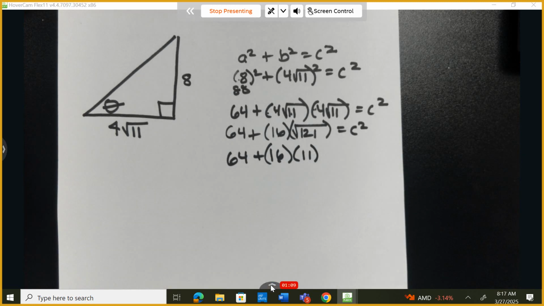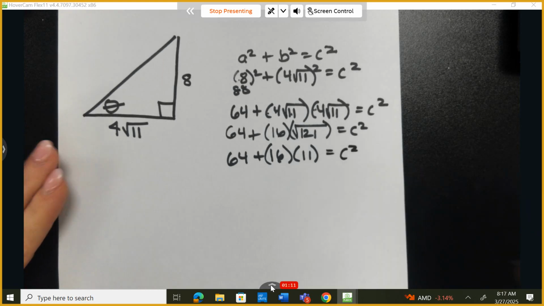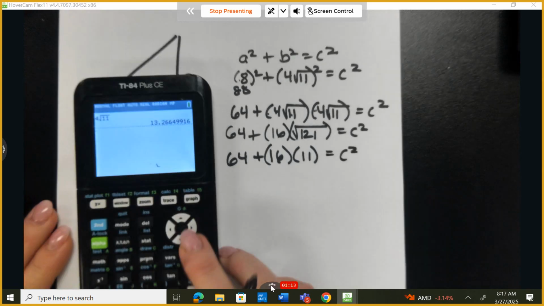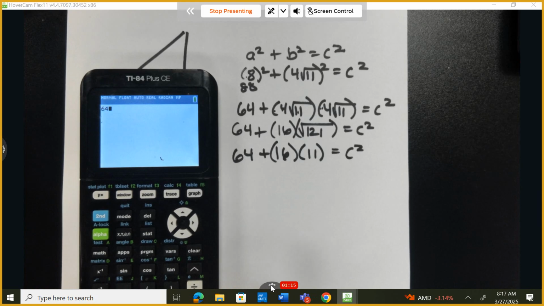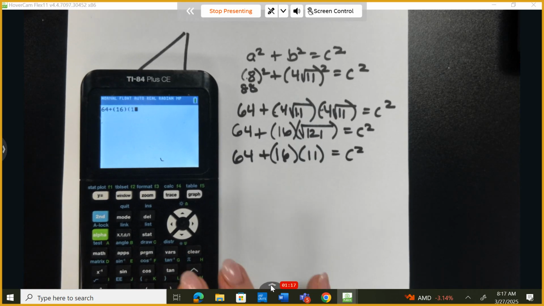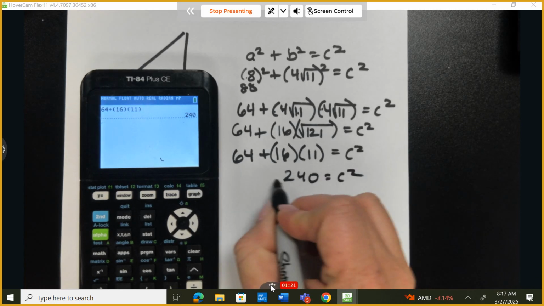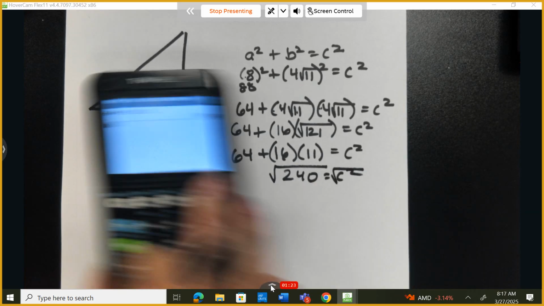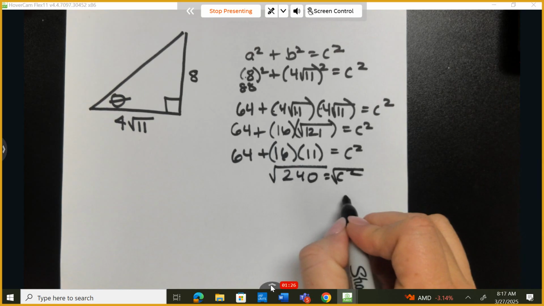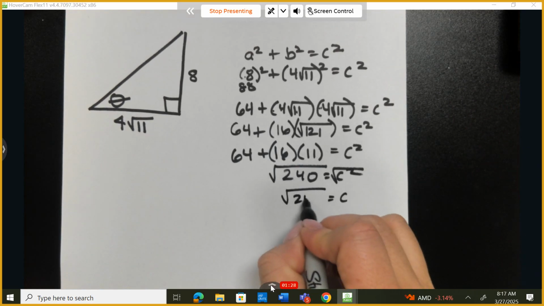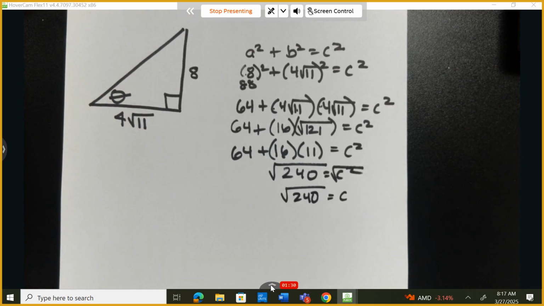I've already applied that. On your calculators, can you please type in at the same time I am? I've asked you to have a calculator out. The same way, 64 plus 16 times 11, and I end up with 240. Now, in order to isolate the c, which represents the length of this hypotenuse, I'm going to take the square root of 240. And now I need to reduce it.